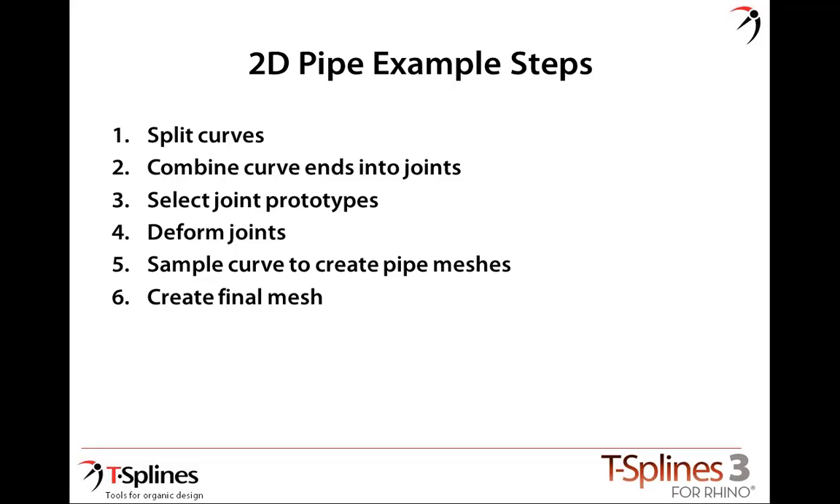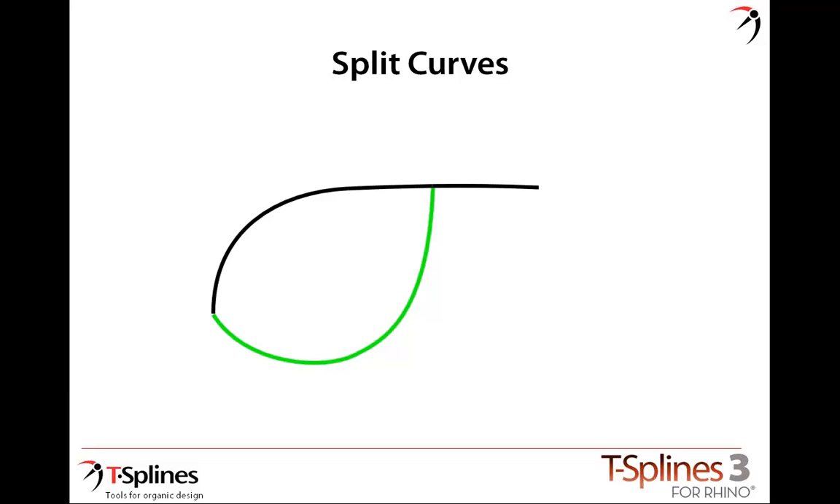So the next thing that I wanted to do is sort of explain the basic steps behind how pipe works. And I figured the easiest way to do that is to do a 2D example. And most of the things that you see in this 2D example extend very naturally to 3D. There's a little bit of complication, but the principles are the same. So our steps are we split the curves, combine them into joints, select the prototypes, deform the joints, create the pipe meshes, and then create the final mesh. We'll go through each step here.